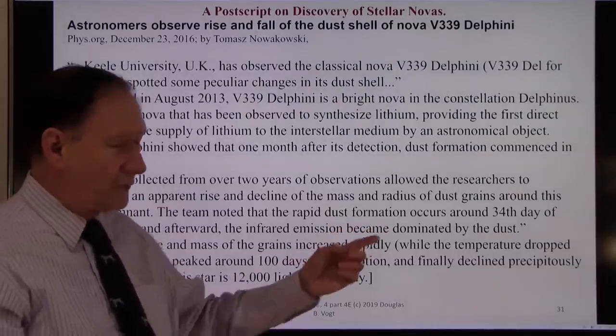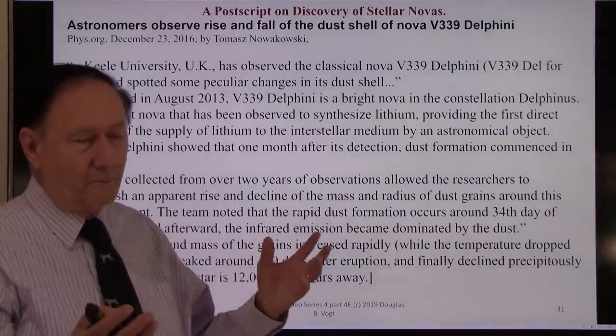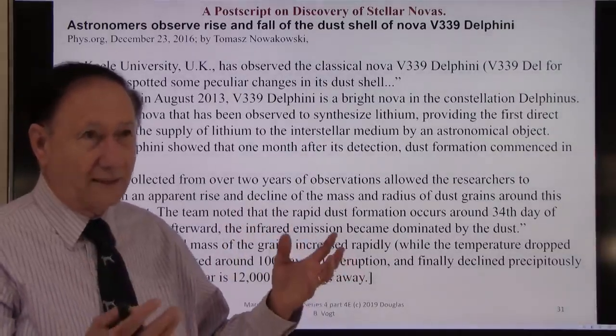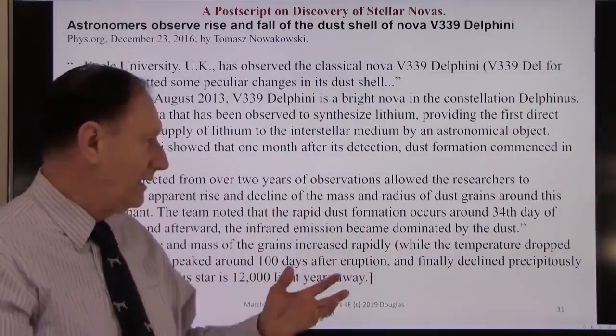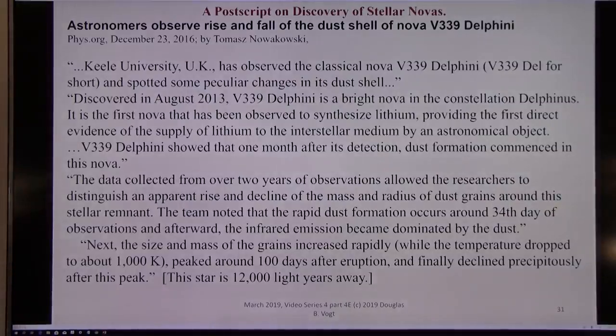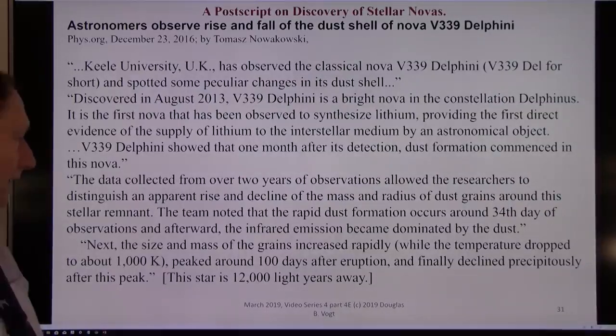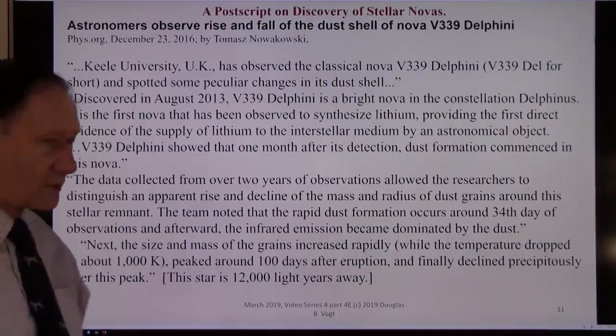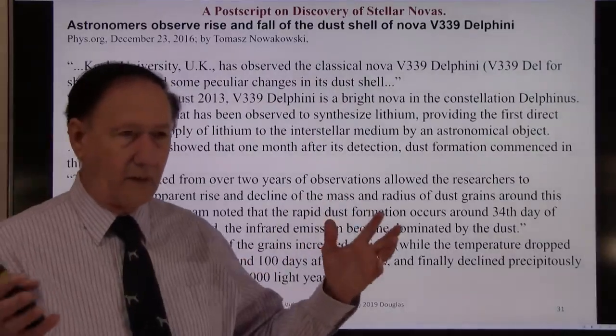And it wasn't 34 days. This thing, you could have, well, maybe because of our distance from this thing, we couldn't tell until it got big enough to see it, and that took 34 days. Next, size and mass of the grains increased rapidly while the temperature dropped about 1,000 degrees Kelvin, peaked around 100 days after eruption, and finally declined precipitously after this peak. Of course, when the dust got far and far away, it cooled down.